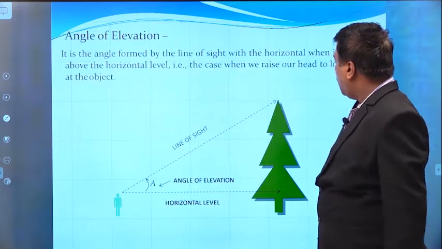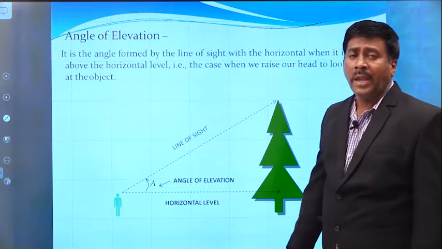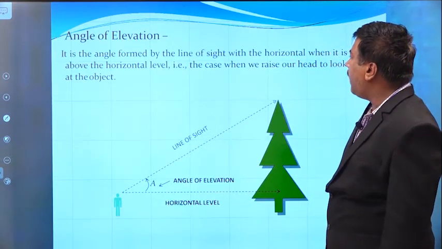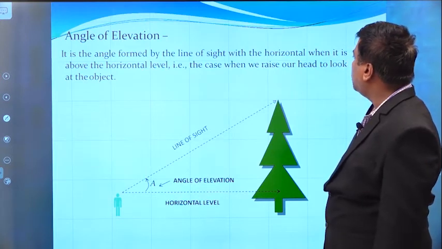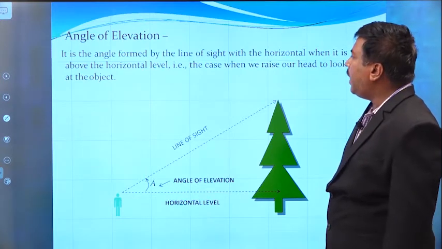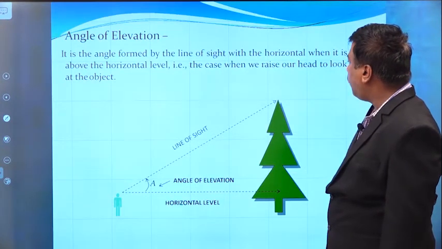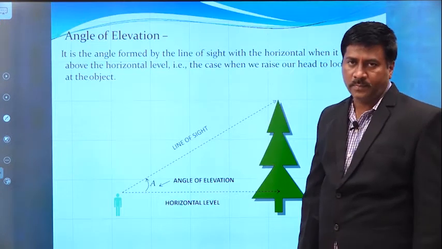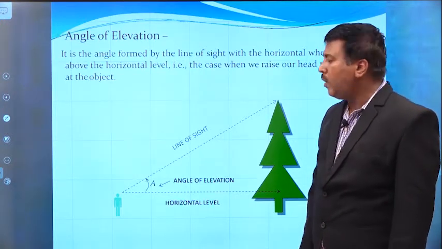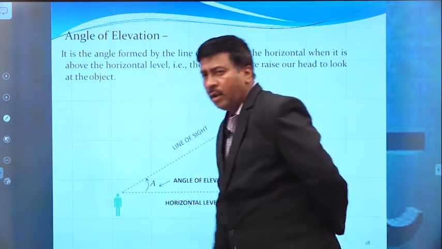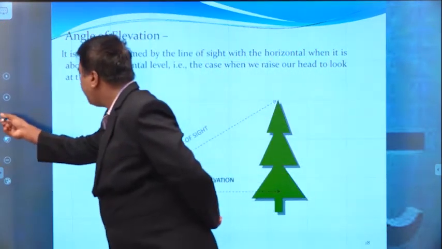Now, angle of elevation. Angle of elevation is the angle formed by the line of sight with the horizontal. It is above the horizontal level, in the case when we raise our head to look at the object. So for the angle of elevation, the person is to be here.